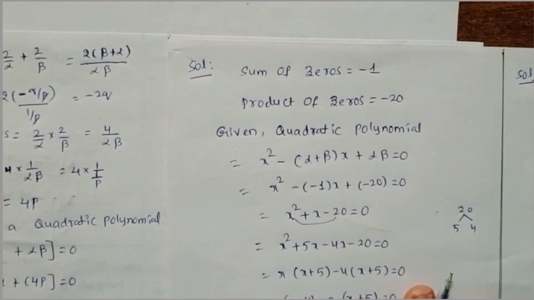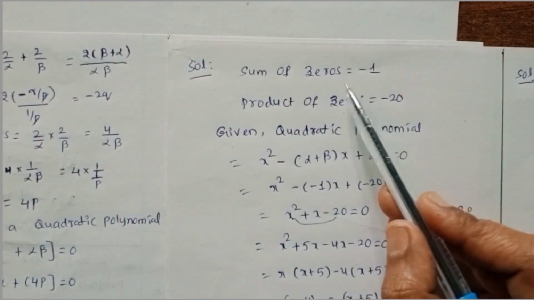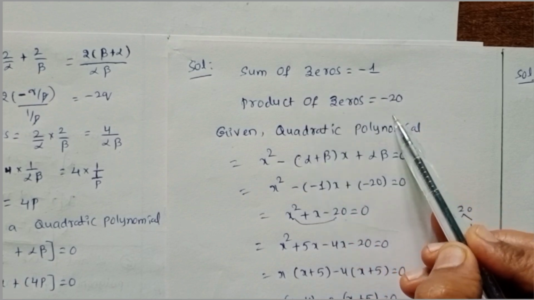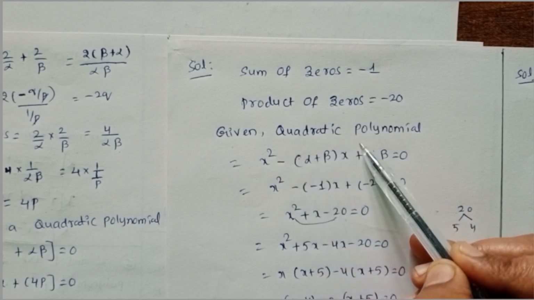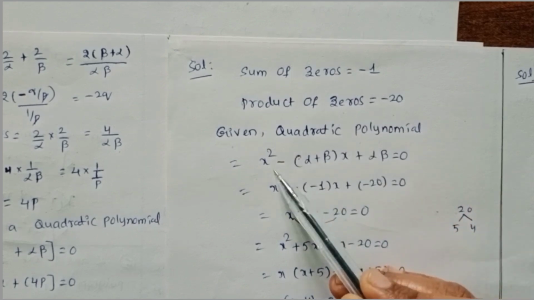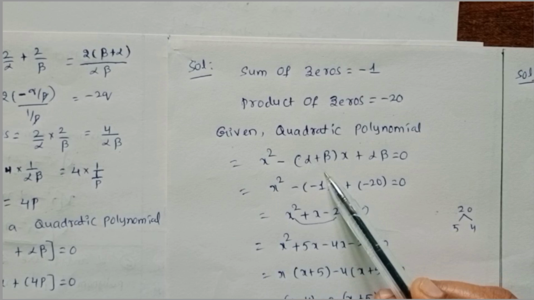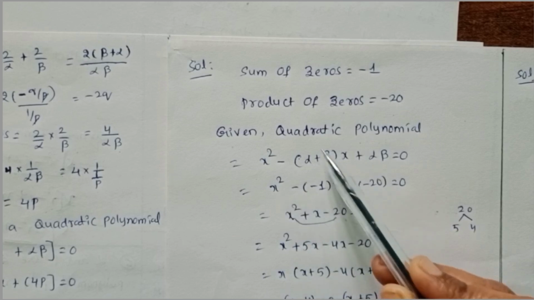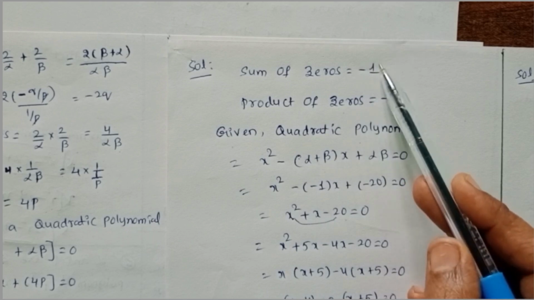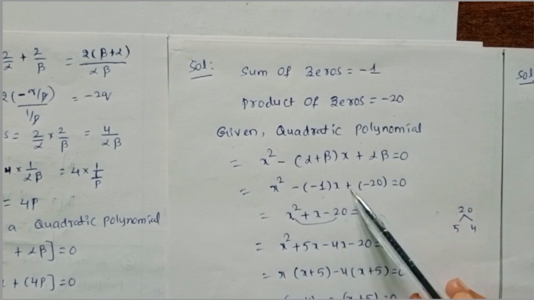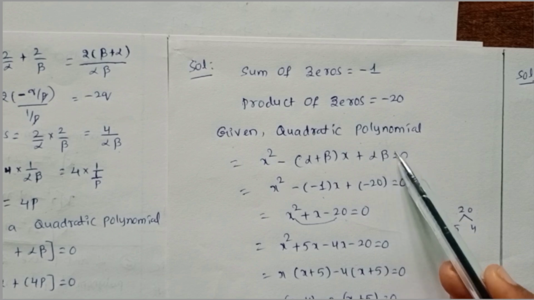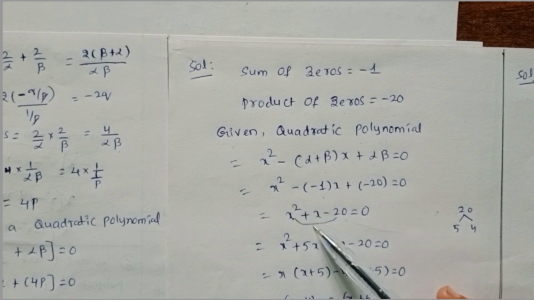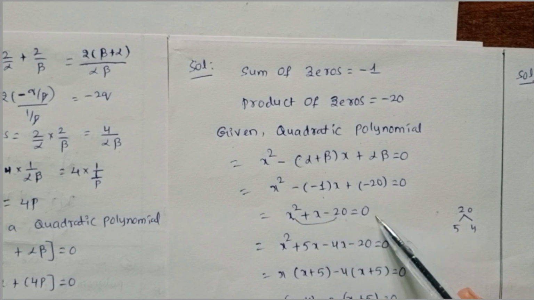See here, the given sum of zeros is minus 1, product of zeros is minus 20. So write the quadratic polynomial using the equation, that is x square minus (alpha plus beta) into x plus alpha beta is equal to 0. x square minus (alpha plus beta) value already they given, that is minus 1, into x plus alpha beta, which is minus 20, is equal to 0. That is x square plus x minus 20 is equal to 0.